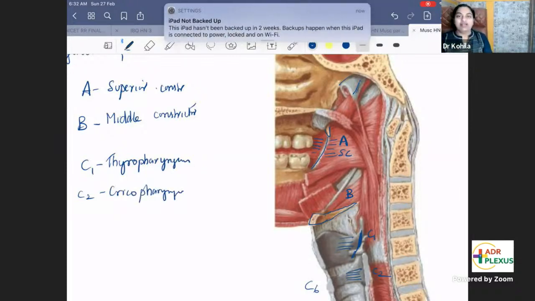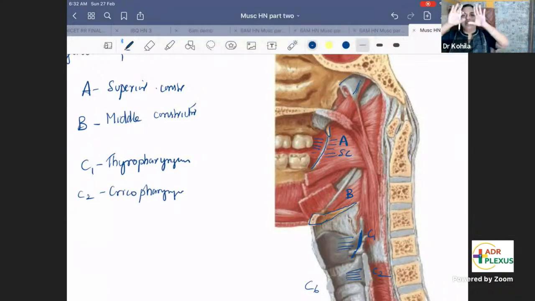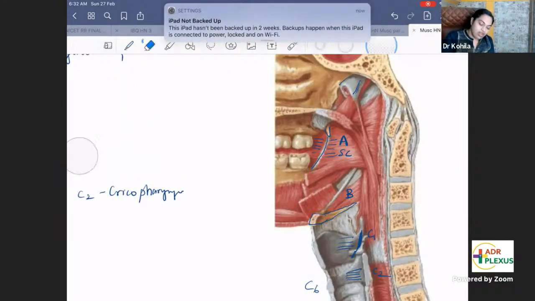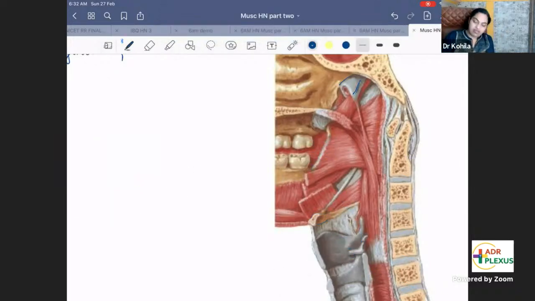Now, where are these constrictor muscles going to insert? So they all fan out backward. Okay, they go backward. They insert into a midline pharyngeal raphe. Okay, yes. Now coming to the third point, the structures that pass between the constrictor muscles.